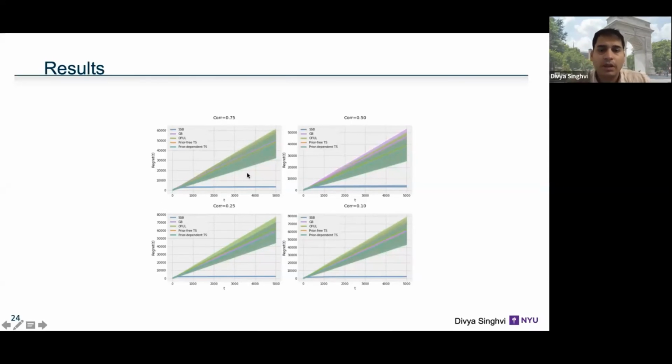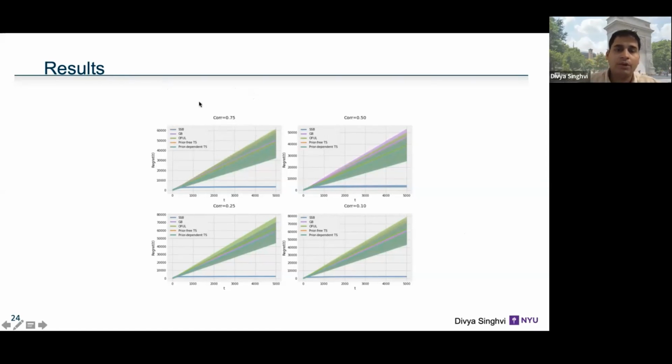What you see is that as we change correlation, one thing that remains constant is the fact that the proposed algorithm SSB continues to outperform all existing algorithms. And it is handsomely beating all the algorithms in terms of this regret metric.